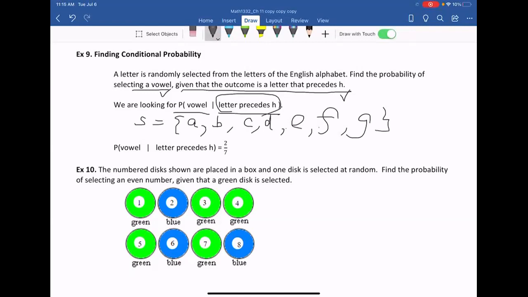Right now, how many letters do we have in our sample space? 1, 2, 3, 4, 5, 6, 7. We have 7 letters in the sample space. Okay, right now let's solve the problem. What's the probability of vowel given letter precedes H? The vowels are A and E, so 2 out of 7, so 2 over 7. Let's move on to the next part.